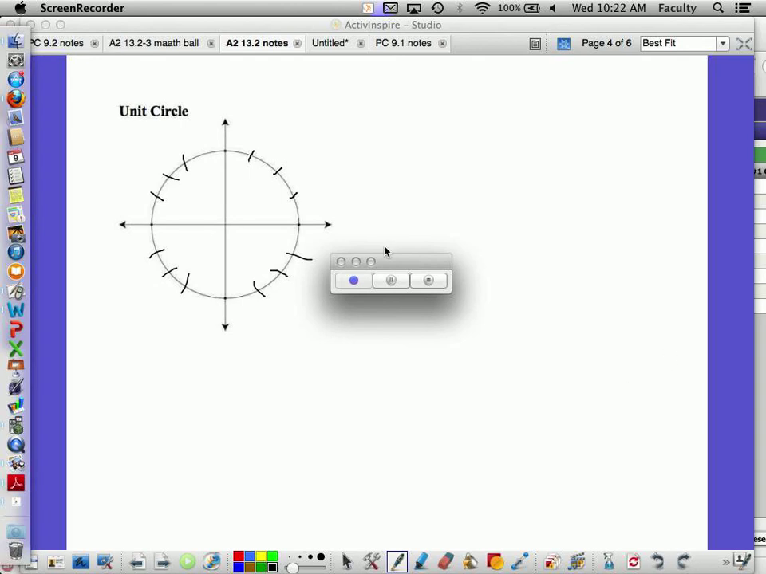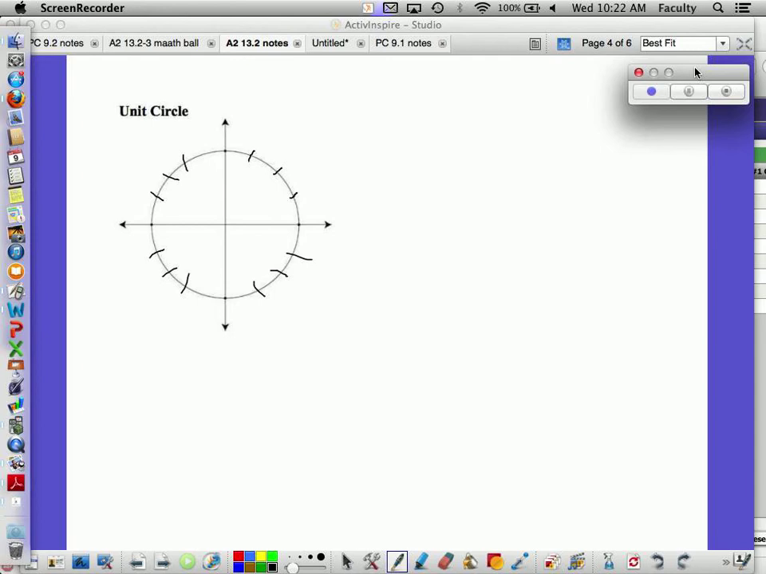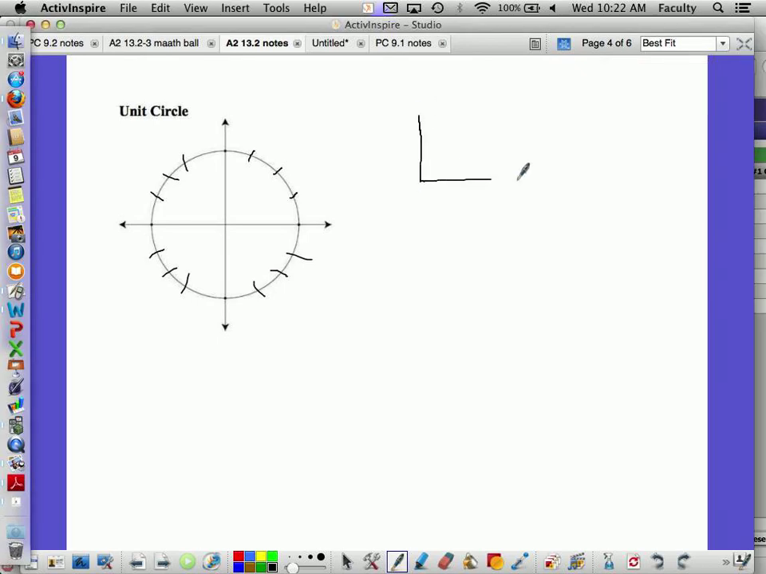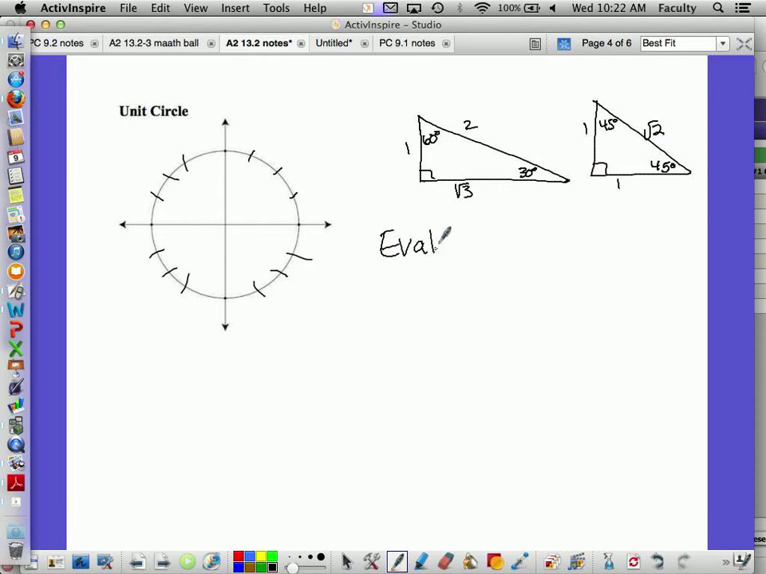So find where we left off with our unit circle. You have it filled out, but beside it, you should have some space. I want you to draw a 30-60 right triangle and label it. And draw a 45-45 right triangle and label it. And what we're going to do is learn how to evaluate without a calculator.